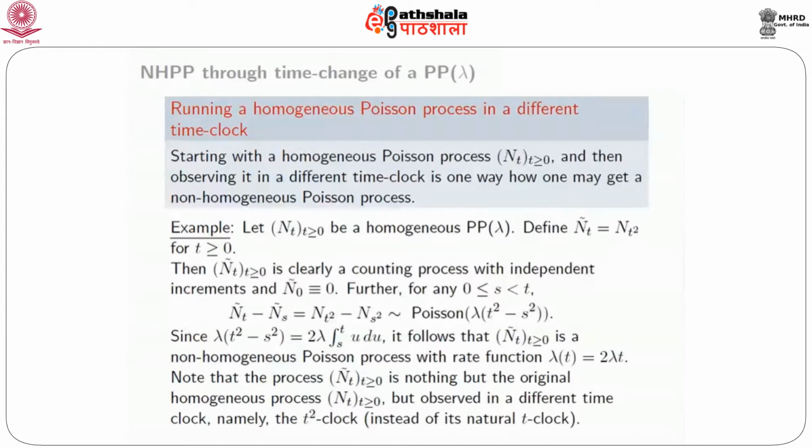Essentially note that what is N tilde t? It is turning out to be a non-homogeneous Poisson process, but it's nothing but the original homogeneous process N t, observed in a different time clock, namely the t square clock instead of its natural t clock.